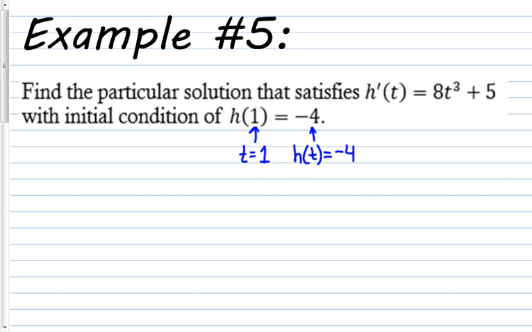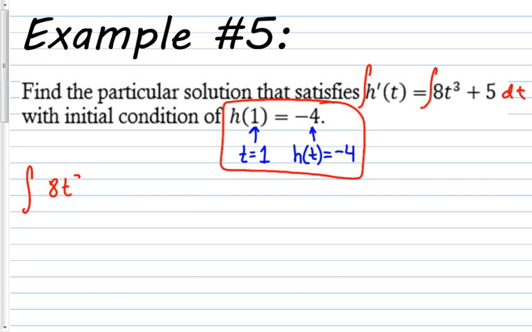So I have the, what do you call that? Derivative. I'm going to integrate the derivative in order to find my original equation. But then there's a catch because there's a c, but I got to get rid of that c, and that's when we use our initial conditions. All right, so let's go ahead and do that. So integrate 8t cubed plus 5.